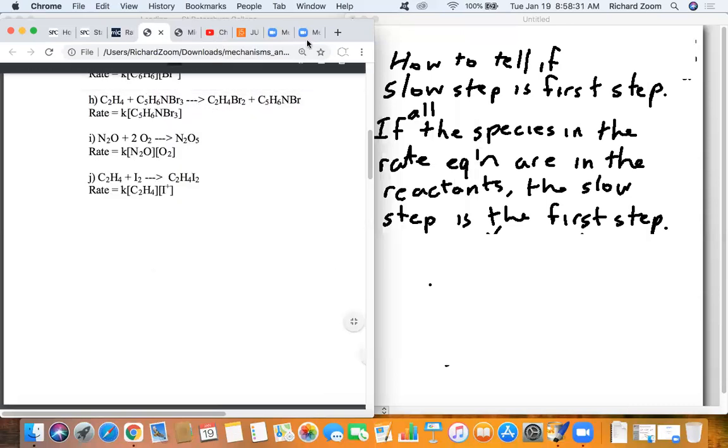So for H, the slow step is the first step. You're asking yourself, is C5H6NBr3 a reactant? It is, and that's all that's necessary. It doesn't have to be made from anything. The reactants are already there. So there's no way that this has to have the slow step as the second step. The slow step must be the first step because you can make it from the reactants that you have. That's what I'm trying to say.